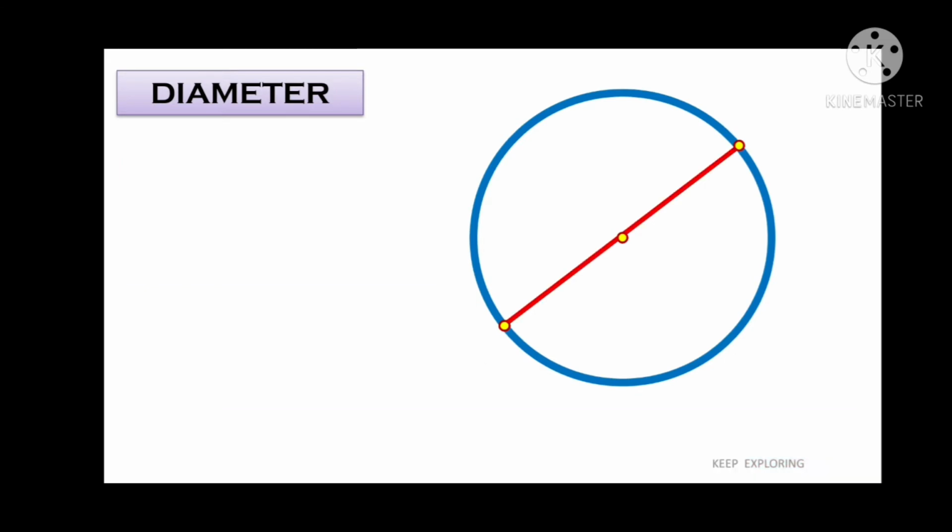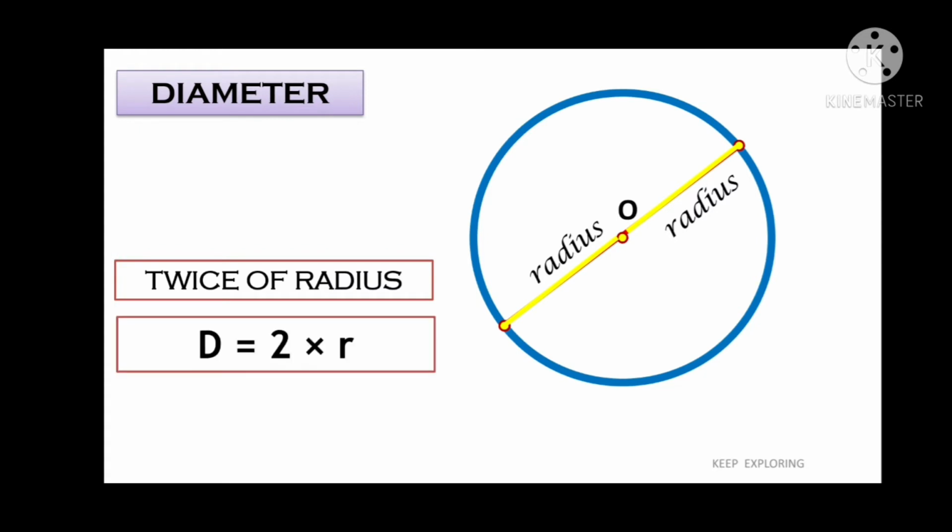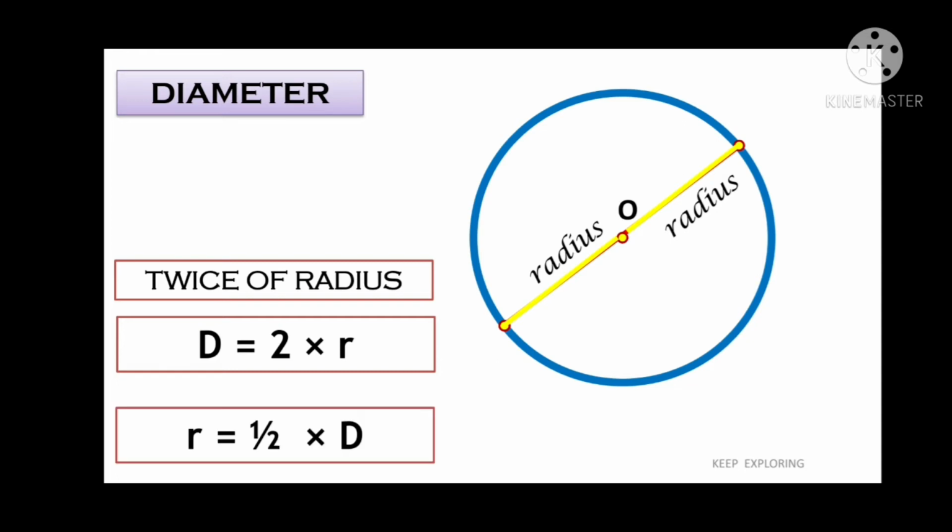As you can see here, the diameter can be divided into 2 parts. Each part is a radius, as it starts from the center and ends at a point on the circle. So we can say the diameter is twice the radius. So D equals 2 times R, or else R is half of the diameter. If you double the radius, we get the length of the diameter, and if you halve the diameter, we get the length of the radius.